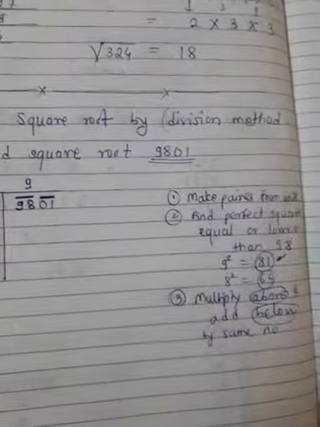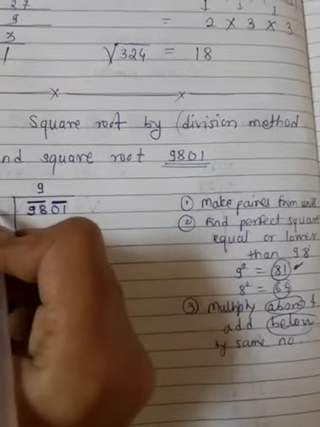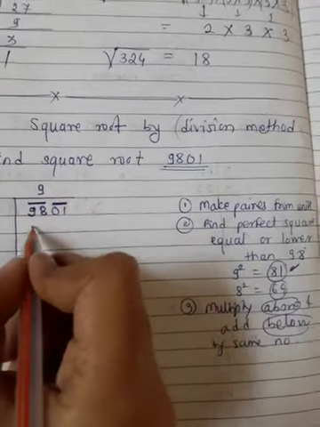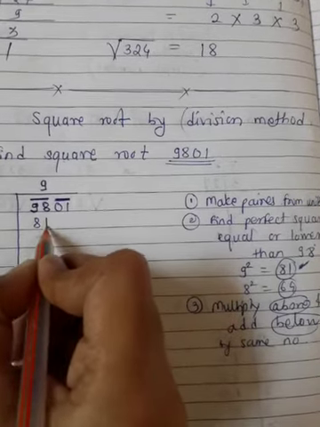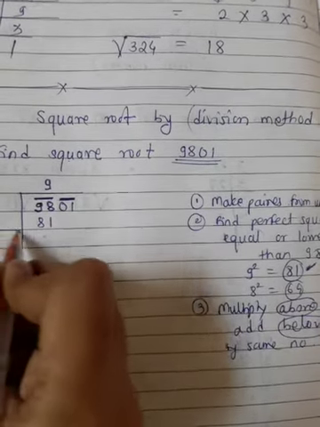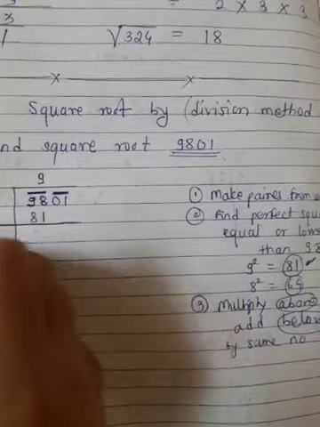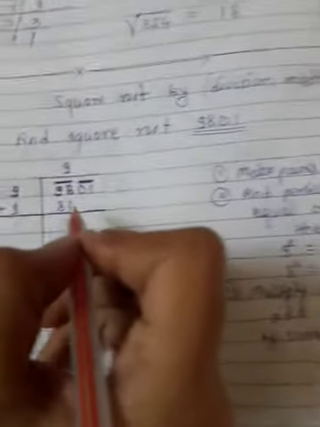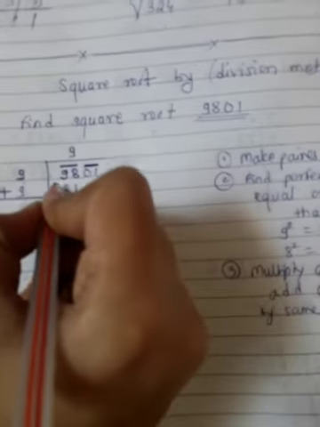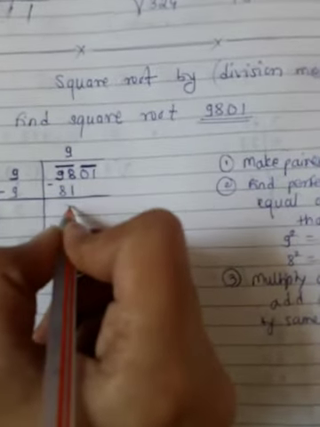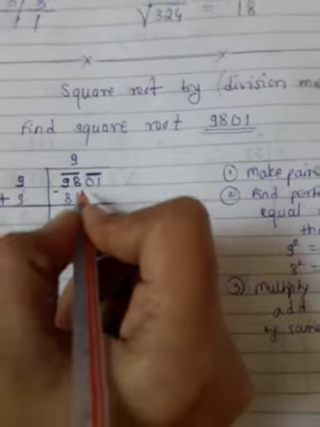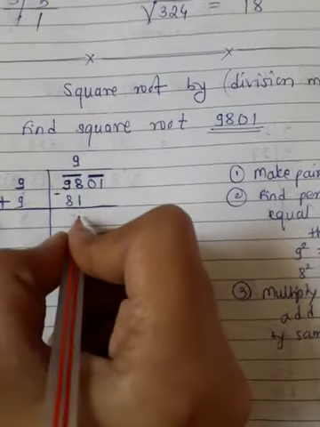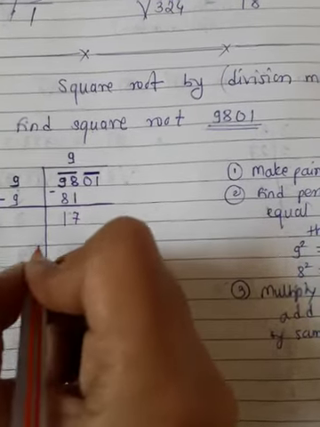Now see, understood this step? Now when we multiply 9 by 9 we get what? 81. So write 81 here. Okay, our 3 steps are completed. Now subtract this 81 from 98. What will we get when we subtract 81 from 98? 17.